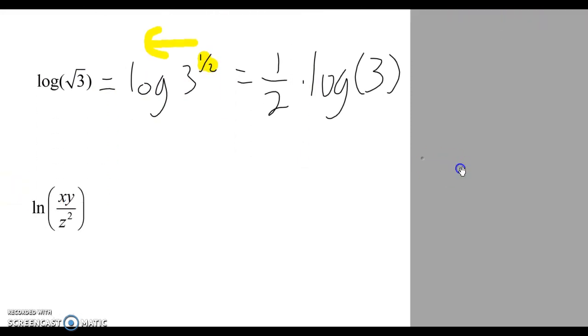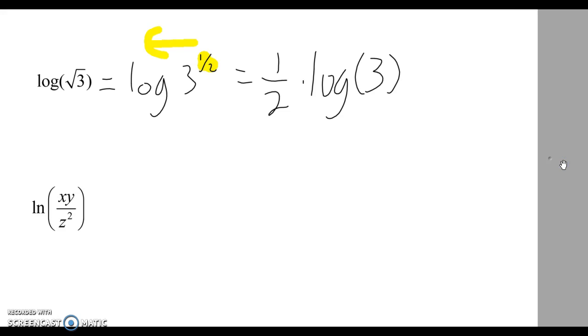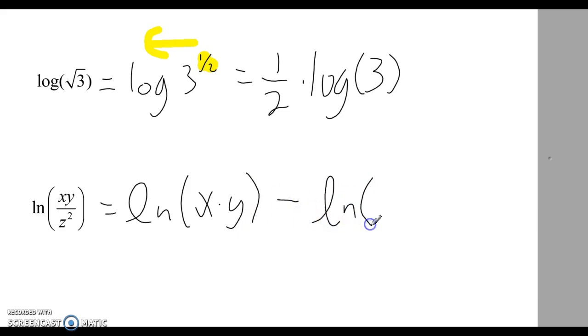Now this is a pretty tough one here. We're going to attempt this one. I see this division first, so I'm going to do that one first. I think it makes the most sense. Natural log of x times y minus natural log of z squared.